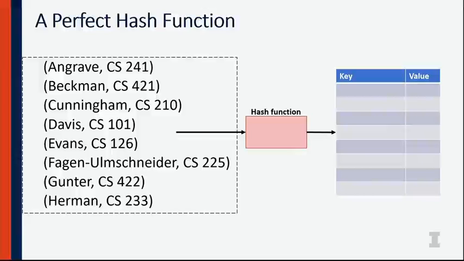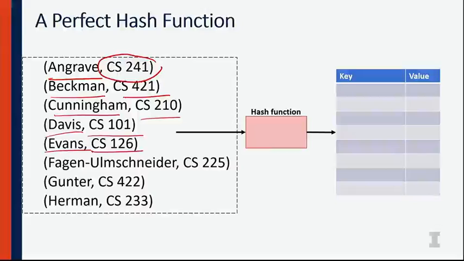Here at the University of Illinois, there are courses like 241, which is taught by Professor Lawrence Angrave, 421, Professor Beckman, 210, Professor Cunningham, 101, Professor Davis, Carl Evans teaches 126, Professor Fagen-Wolfsheimer teaches 225, and we can see that the list goes on and on and on. Here we need to figure out a function that allows us to map all of these names into an array index.